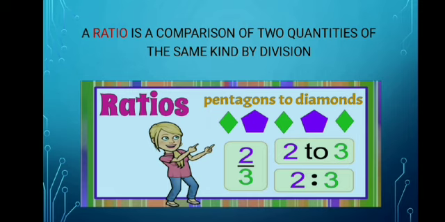Here is another example. We have to find the ratio of pentagon to diamond. In this figure, 3 diamonds and 2 pentagons are given. How can we write it in ratio? 2 by 3 or 2:3 is the ratio of pentagon to diamond.